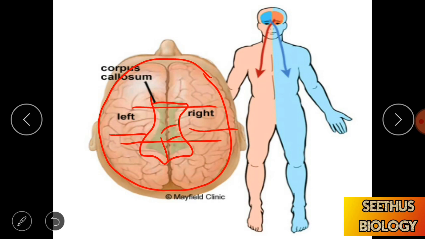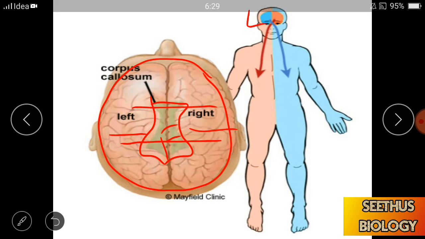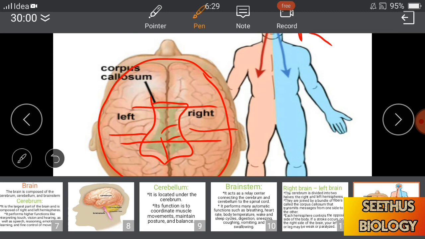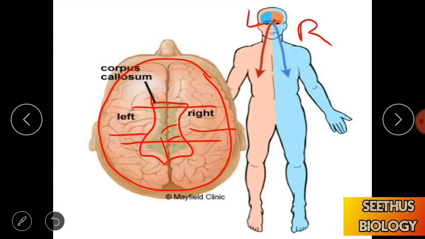So here this one is the left and this one is the right. Okay, so here the left side of the brain is going to control the right side of the body, and the right side of the brain is going to control the left side of the body. This is the main role happening in our body, in our daily life, with the help of the brain.